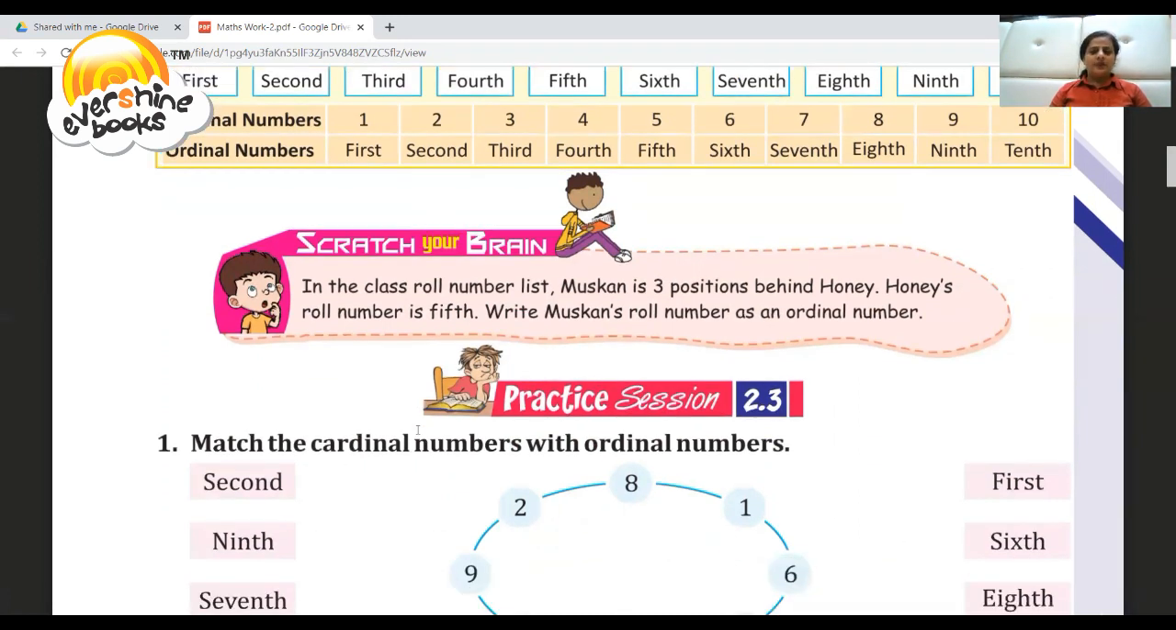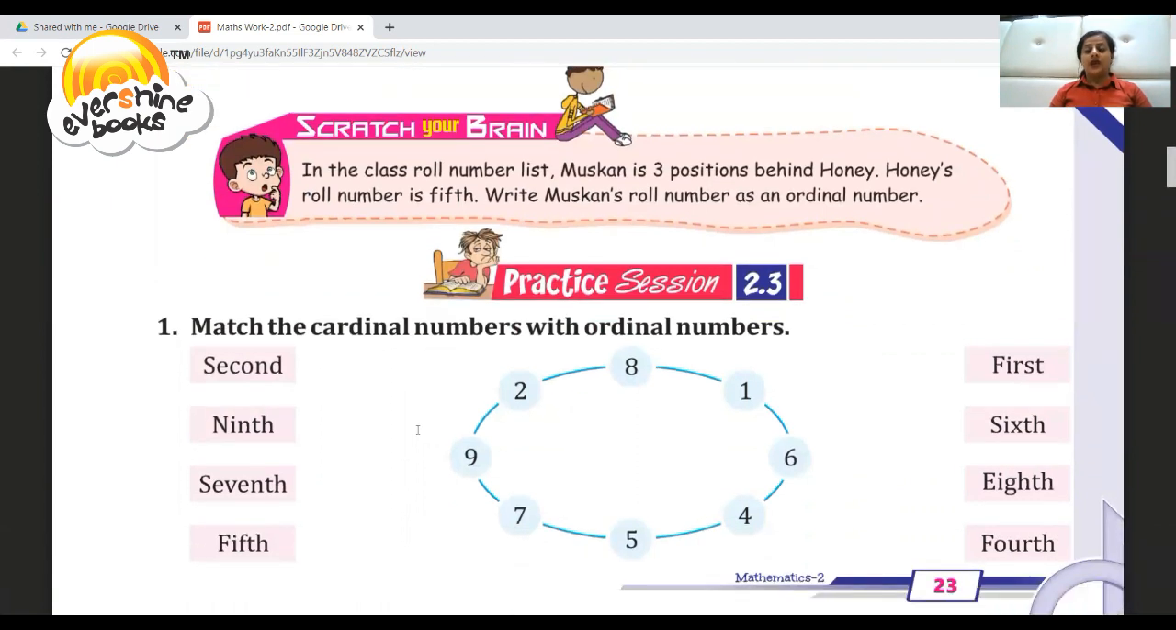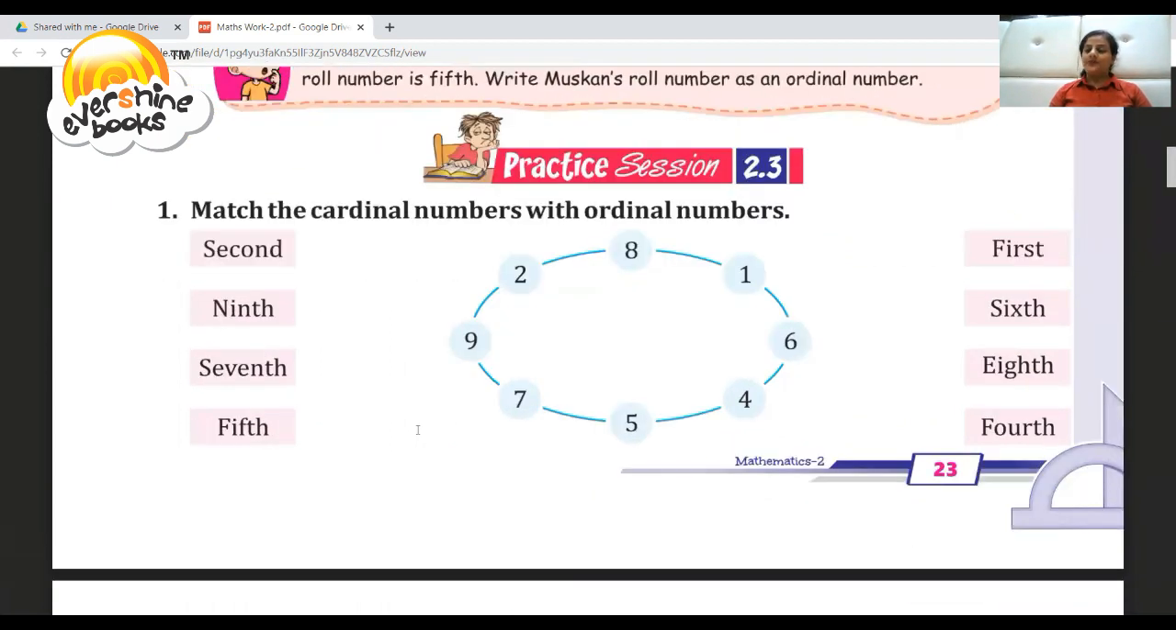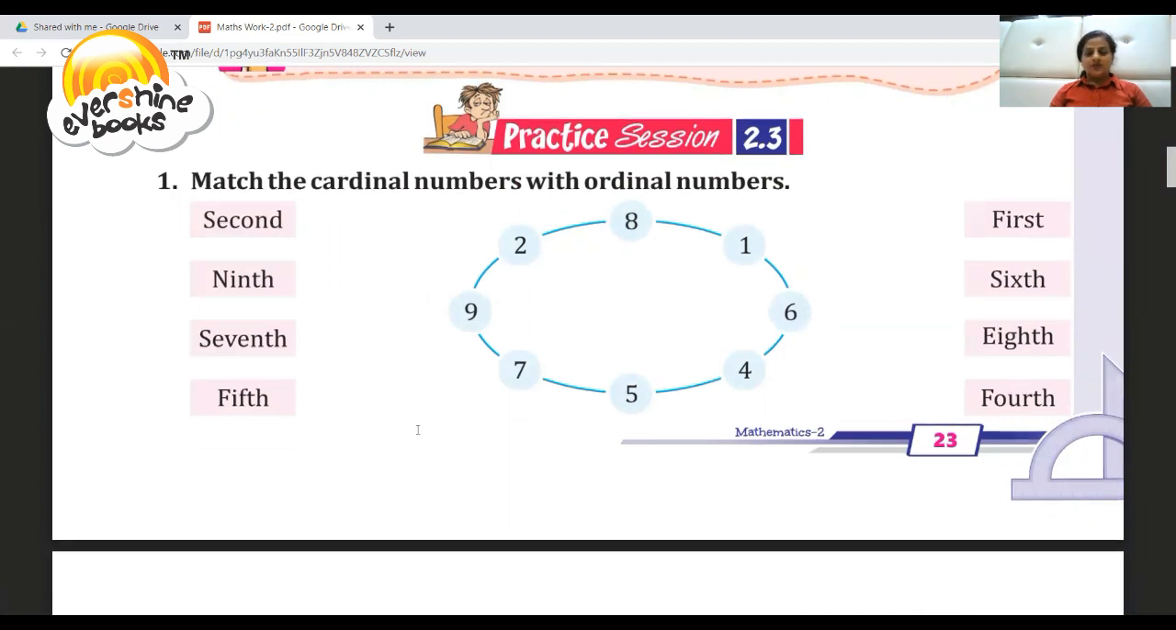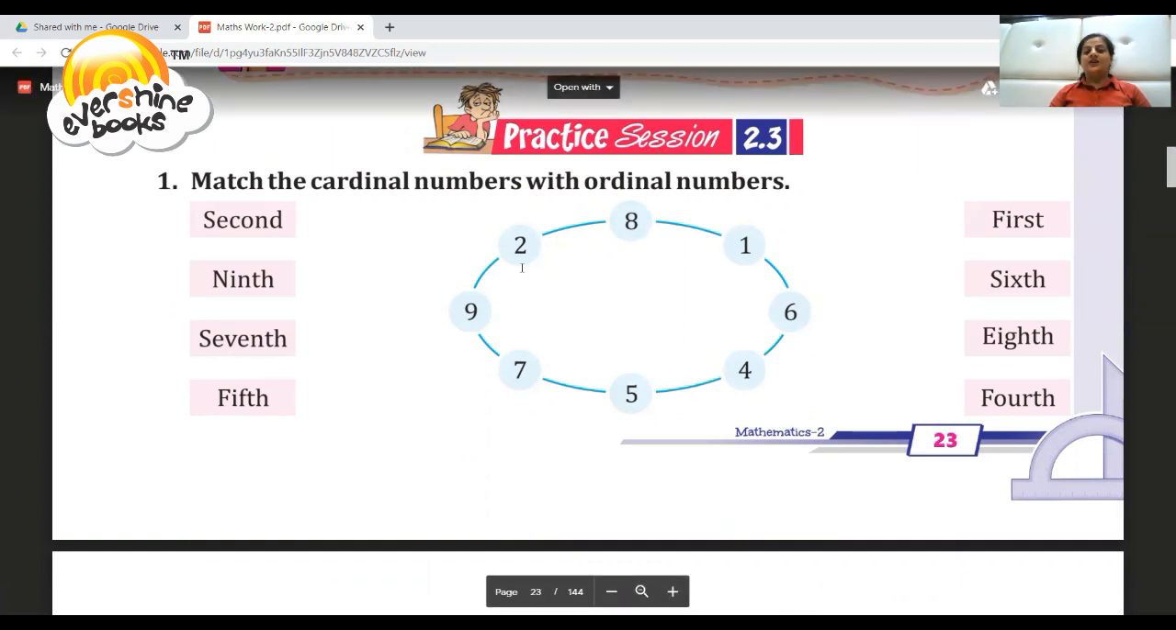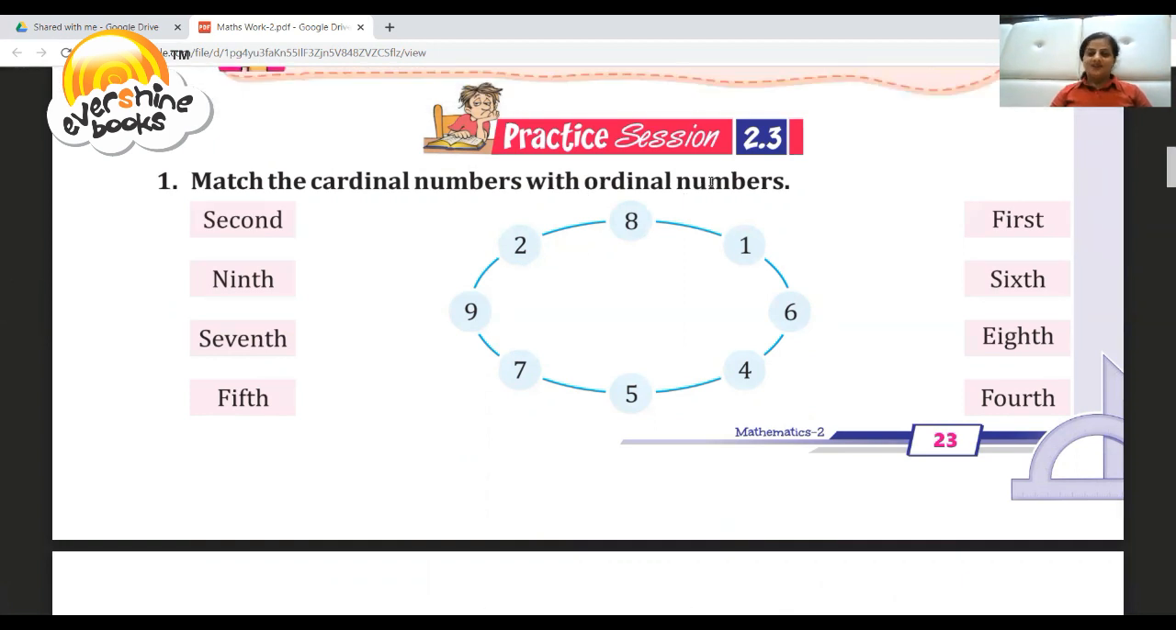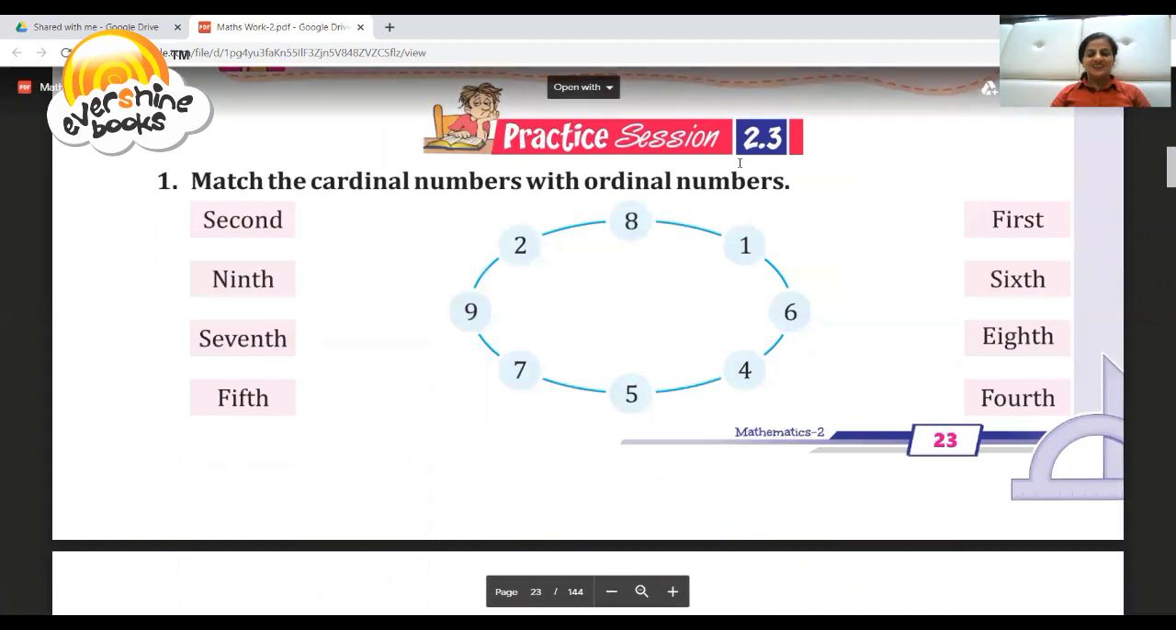And in simple language, when we write the number, that is called 1, 2, 3, 4, 5, 6, like this only. So here we are going to do the practice of that. That is, our exercise practice session is 2.3. Match the cardinal number with ordinal number. So easy and interesting it is, isn't it? So we are going to put a line in between.